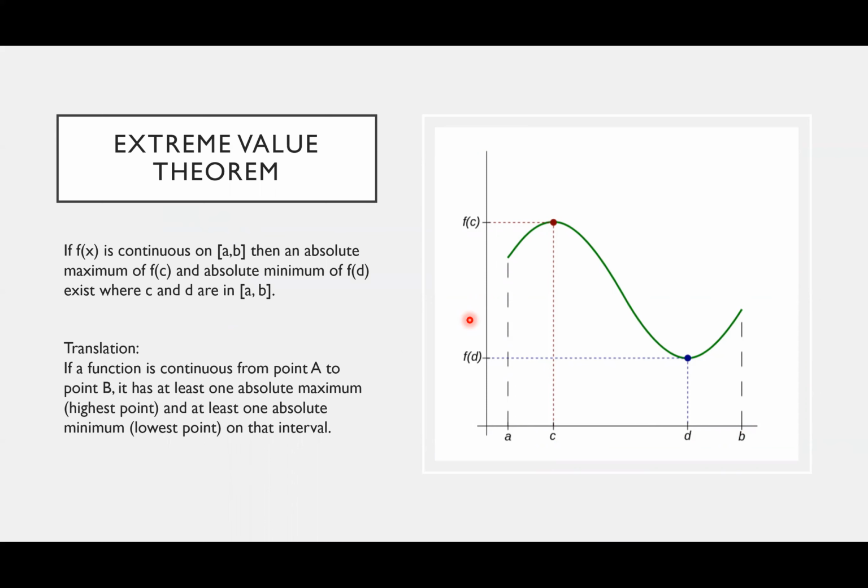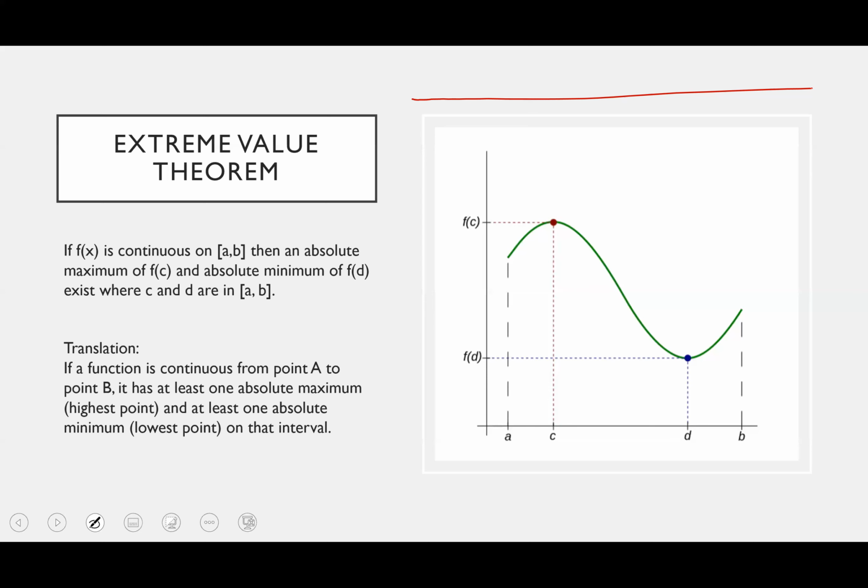Then lastly, I've got a couple theorems. Extreme value theorem says as long as our function is continuous, we must have at least one maximum and one minimum. Even if we had a function that was just a straight line, so something like this. In this case, all of my points are maximums and all of my points are minimums. So there is at least one maximum and at least one minimum on that function.